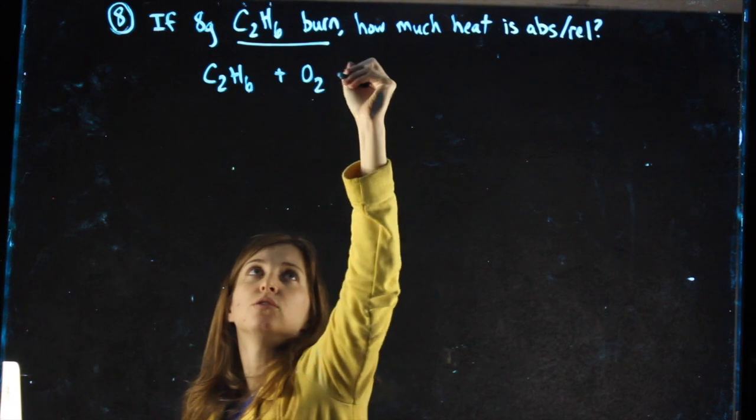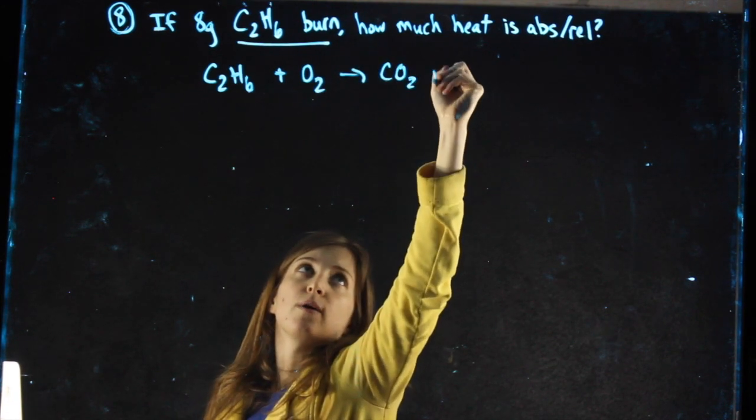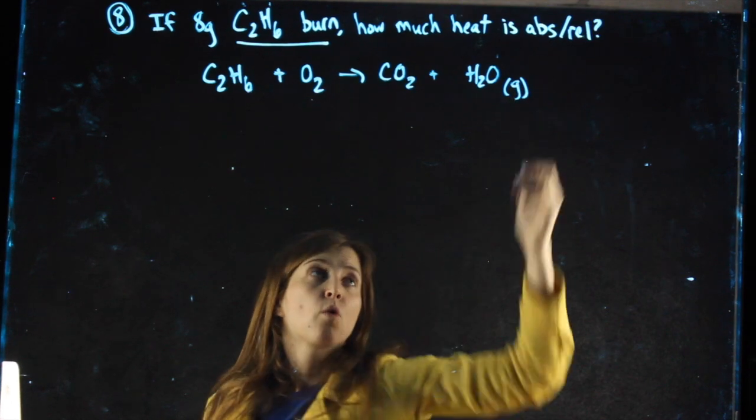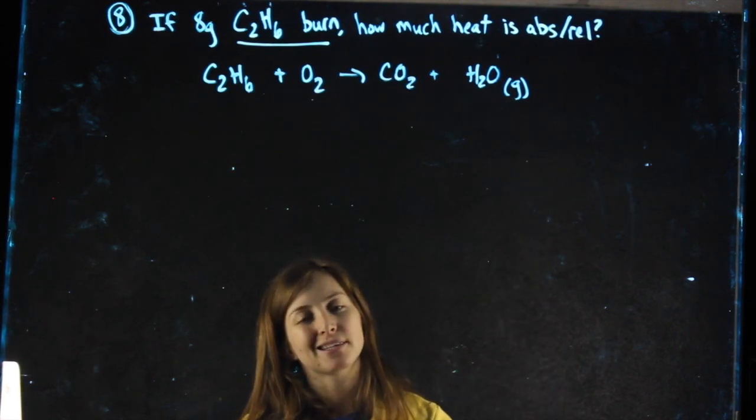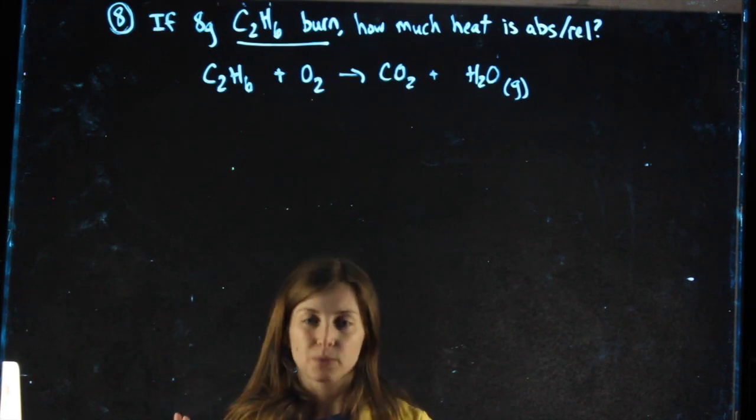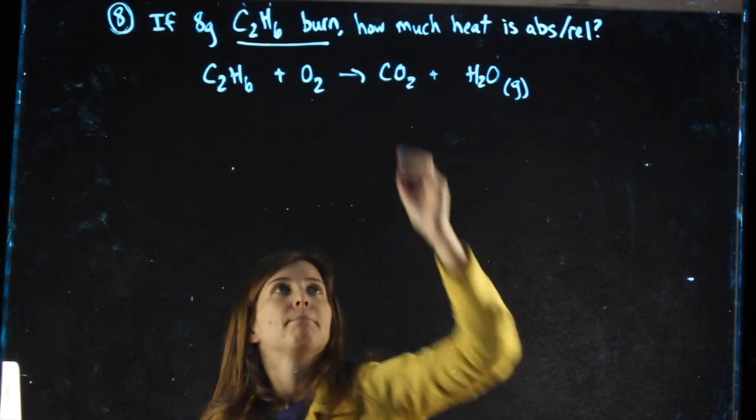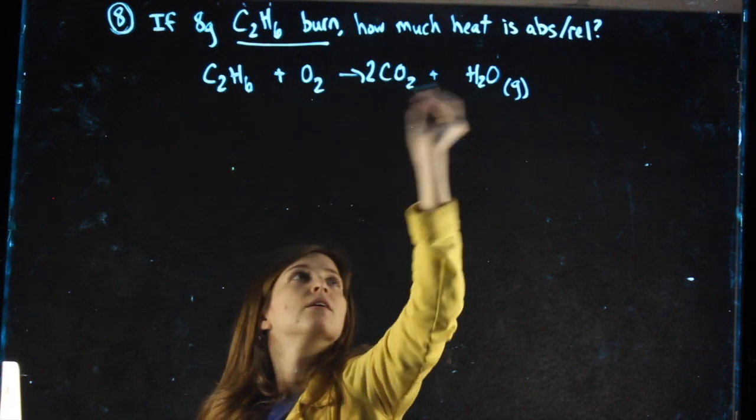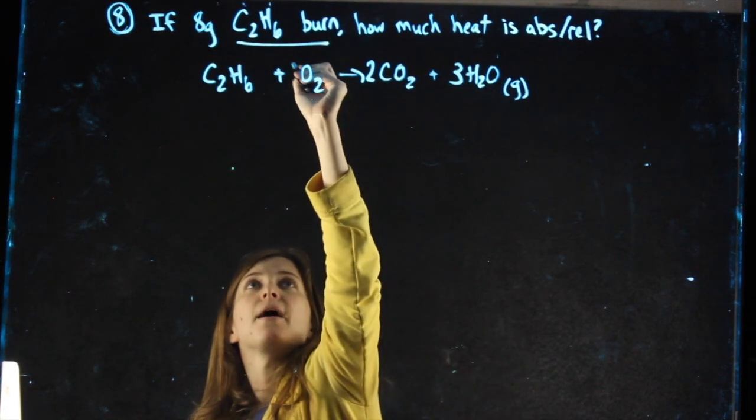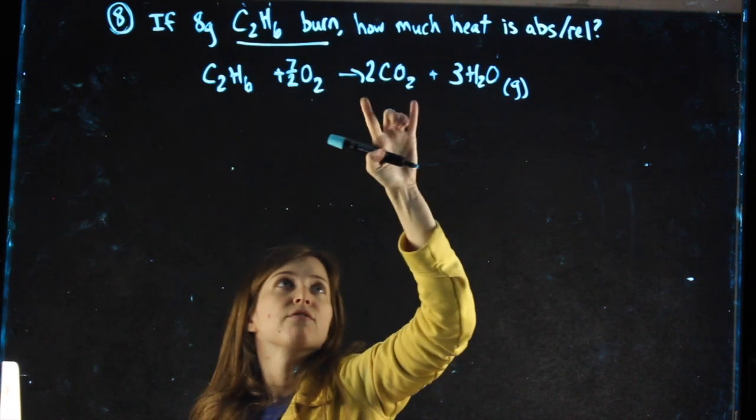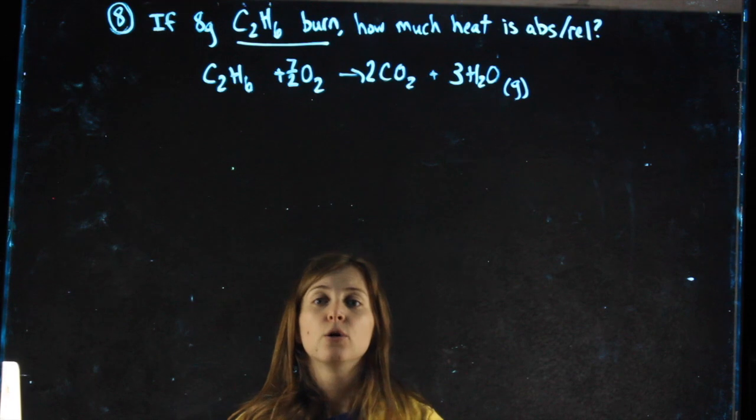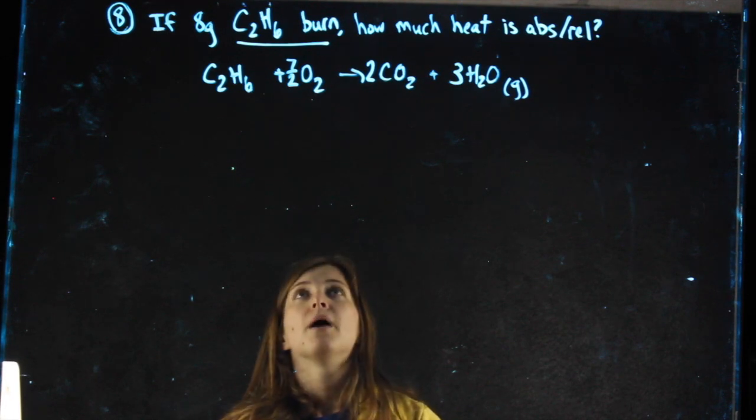Burning is adding O2, making CO2 and water. Making a note to myself that the water that's produced anytime I burn something is going to be a gas. You've never seen water drip out of a flame, so we assume it's a gas. Balancing my C's, then my H's, then my O's. There were 4 plus 3, 7 oxygens here, so at 7 halves there, we'll do it.